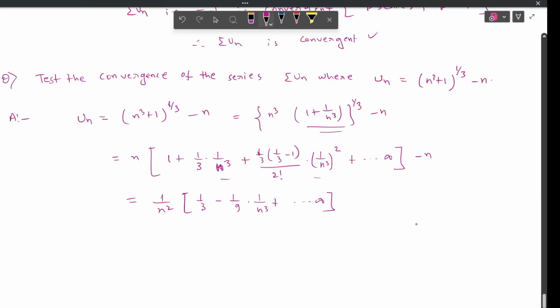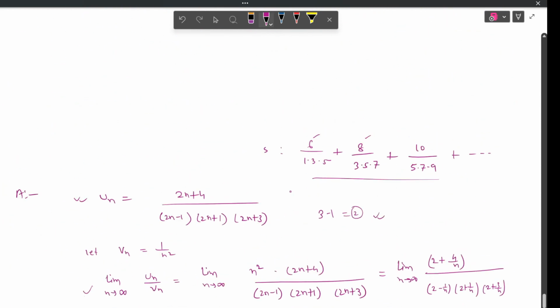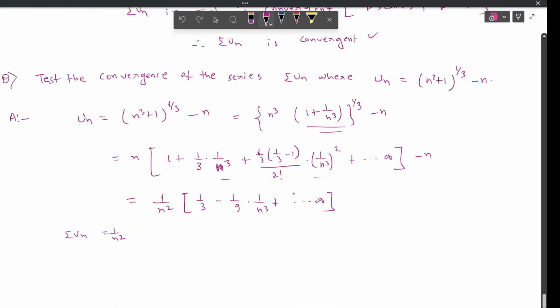Now let us consider that our Vn is this term 1 by n square. This is your V of n. Now let us consider that summation of Vn is 1 by n square. This is your summation of Vn term.